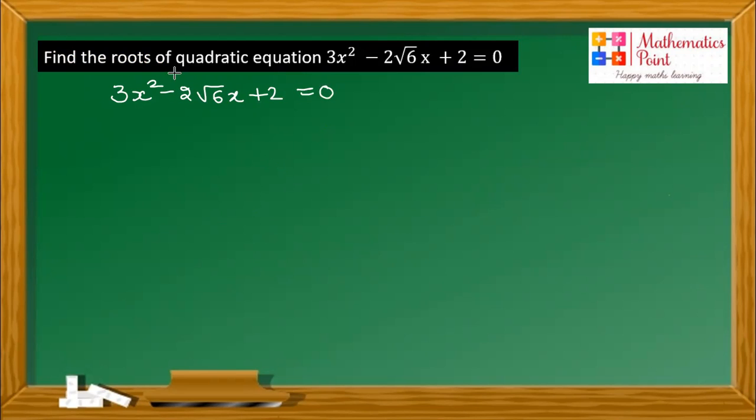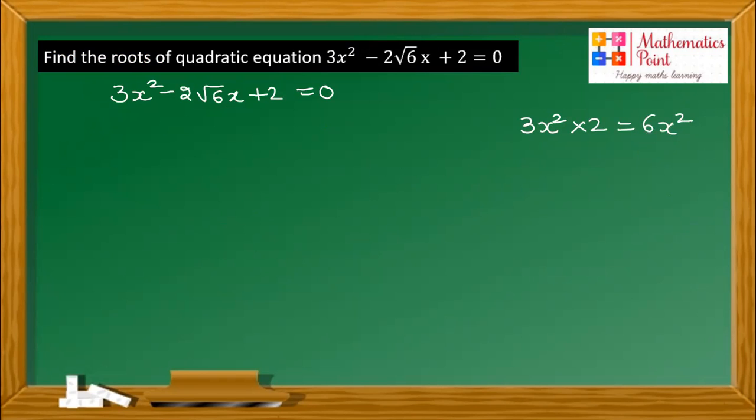What is the first term? 3x square. What is the last term? That is 2. Let us multiply them. 3x square multiplied with 2, we get 6x square. Now, we have to find two numbers such that when we multiply them, we should get 6x square as the product. But when we add them, we should get minus 2 root 6x.